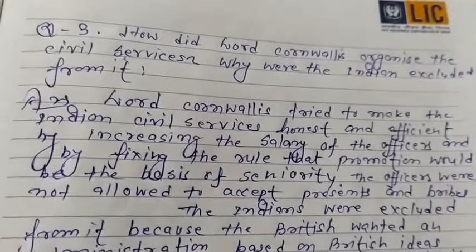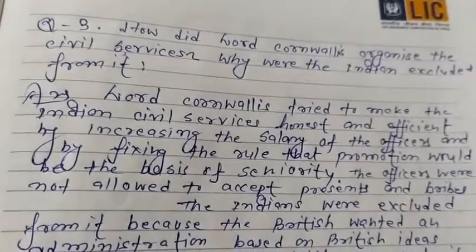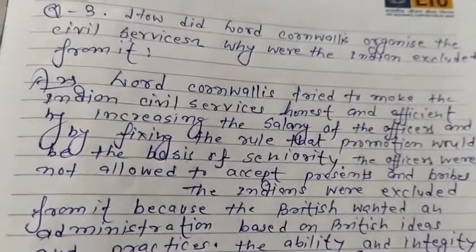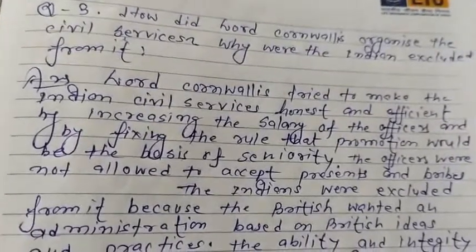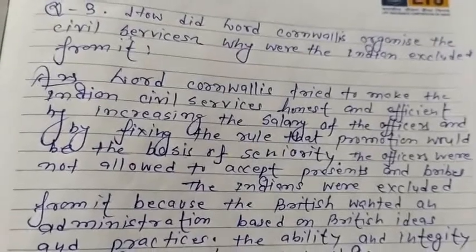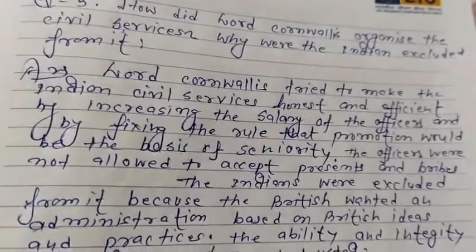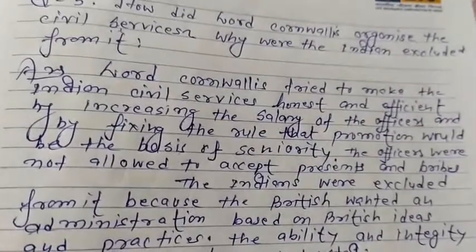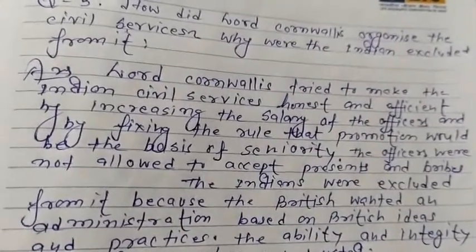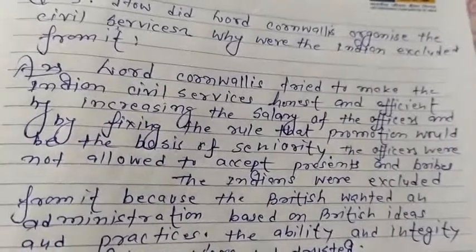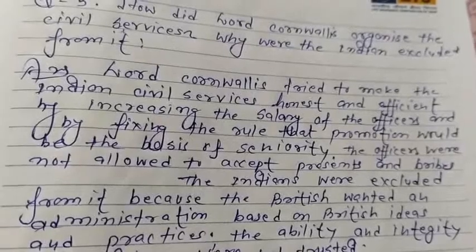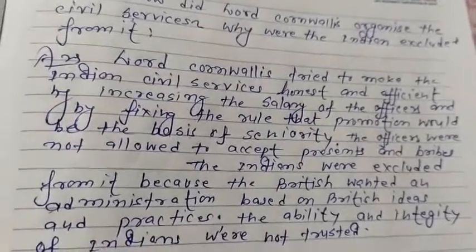Lord Cornwallis tried to make the Indian civil service honest and efficient by increasing the salary of officers and by fixing the rule that promotion would be on the basis of seniority. The officers were not allowed to accept presents and bribes.